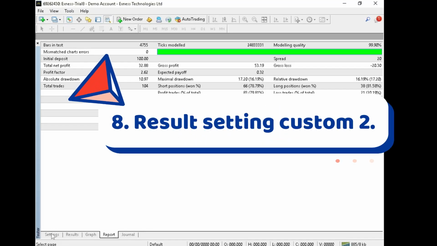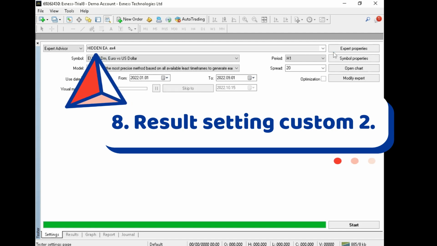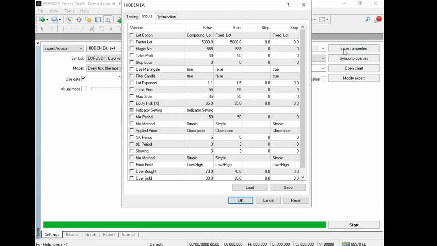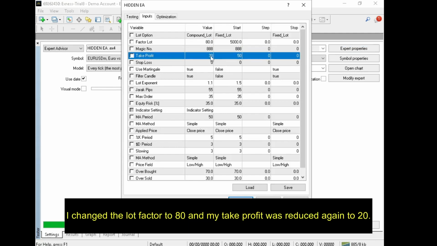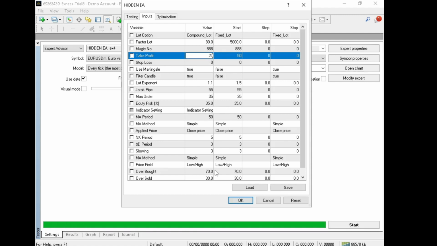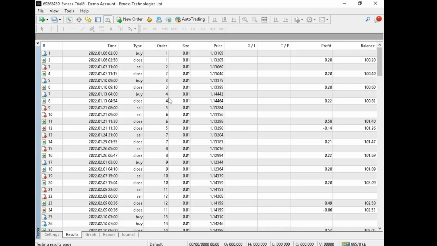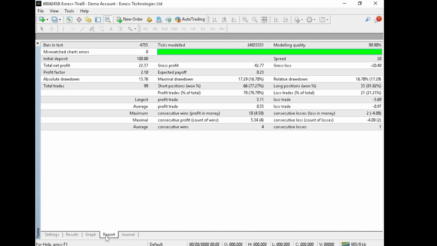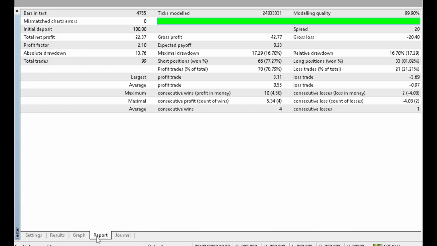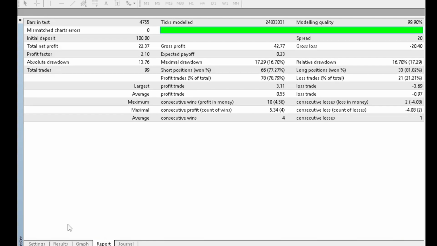8. Result of custom setting 2. What if with a capital of $100 the lot is added every multiple of $80? I will try it to see the result. I changed the lot factor to 90 and my take profit was reduced again to 20. The result is a drawdown that is almost the same as custom preset 1 but the profit is smaller. Custom preset 1 earns $32 profit and custom preset 2 earns $22 profit.